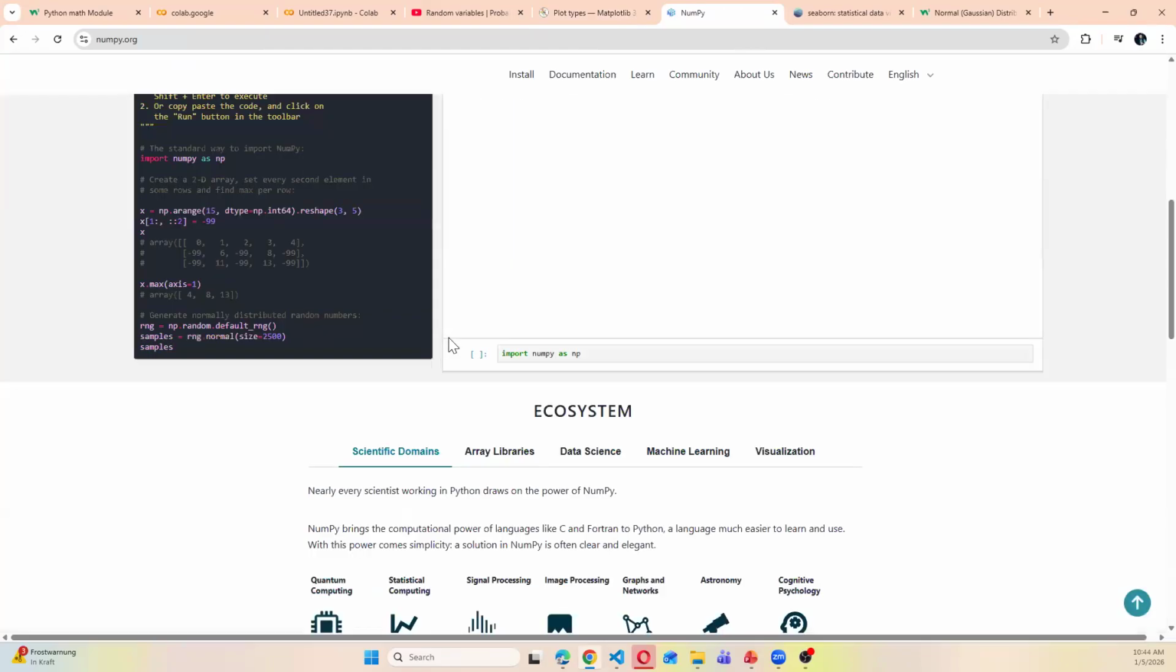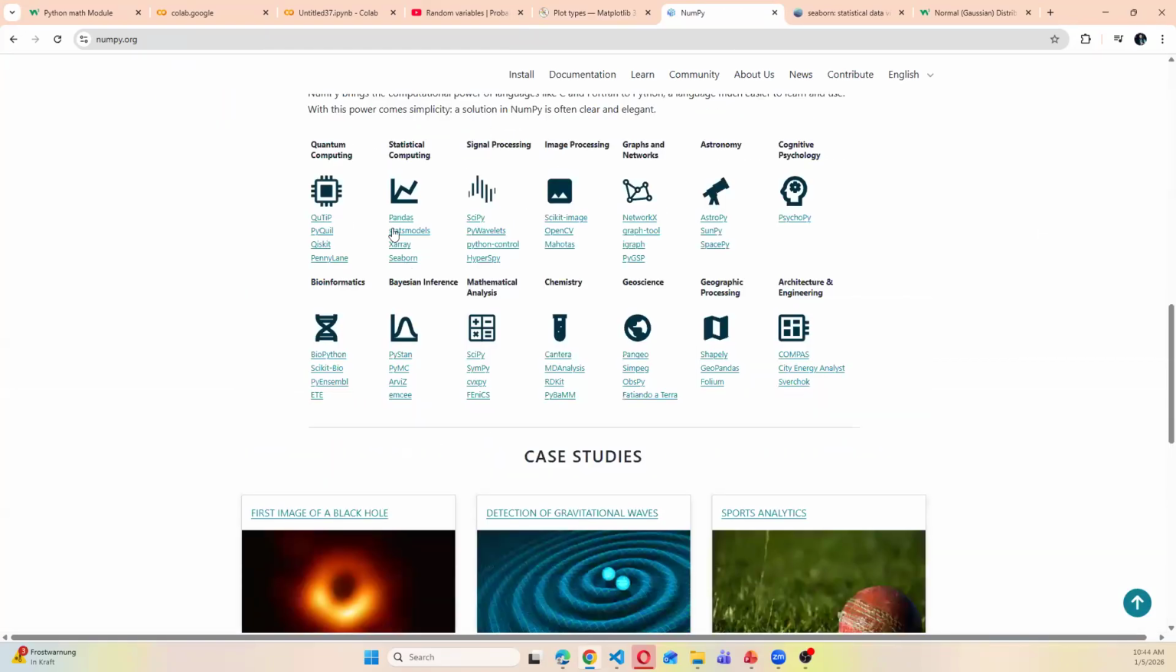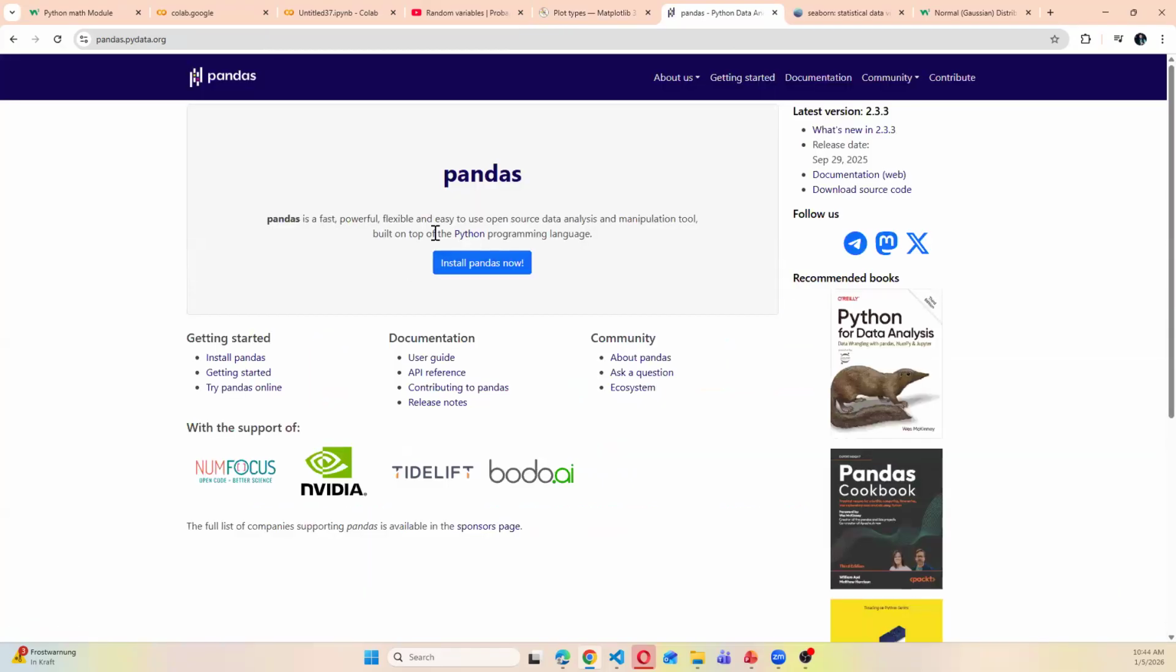Just a second. Pandas. This is Pandas: a fast, powerful, flexible, easy to use open source data analysis and manipulation tool built on top of the Python programming language. Once you start with Python coding, you can find plenty of these. There is even a book, Python for Data Analysis, covering data wrangling, Pandas, NumPy, and Jupyter.